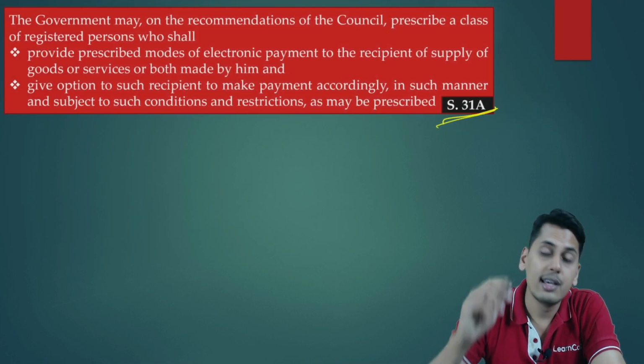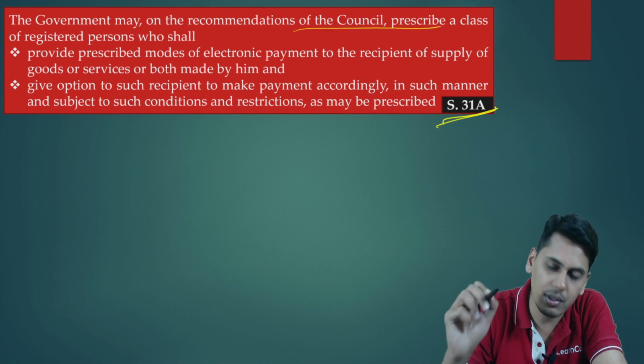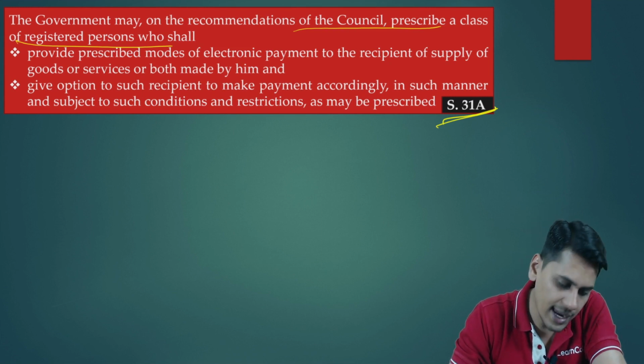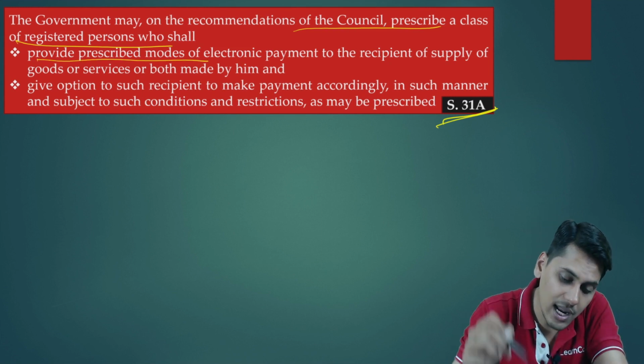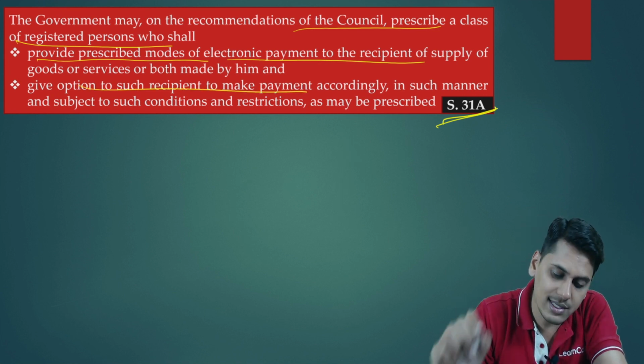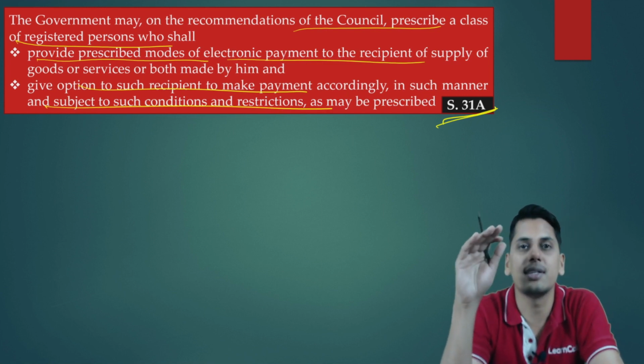Friends, please understand, you would have already read this section 31A. The government may, on the recommendations of the Council, prescribe a class of registered persons who shall provide prescribed modes of electronic payment to the recipient of supply of goods or services or both, and give an option to such recipient to make payment accordingly in such manner and subject to such conditions and restrictions.